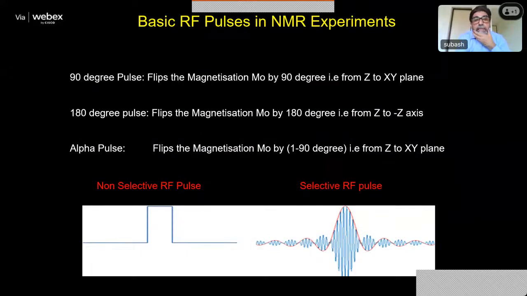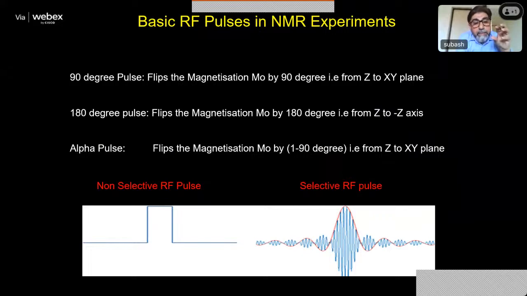And for any NMR experiment, there are two types of pulses. I think this also you must have learned by now. There are two types of pulses: the 90-degree pulse and the 180-degree pulse. These are the two pulses which are the backbone of any NMR experiment.